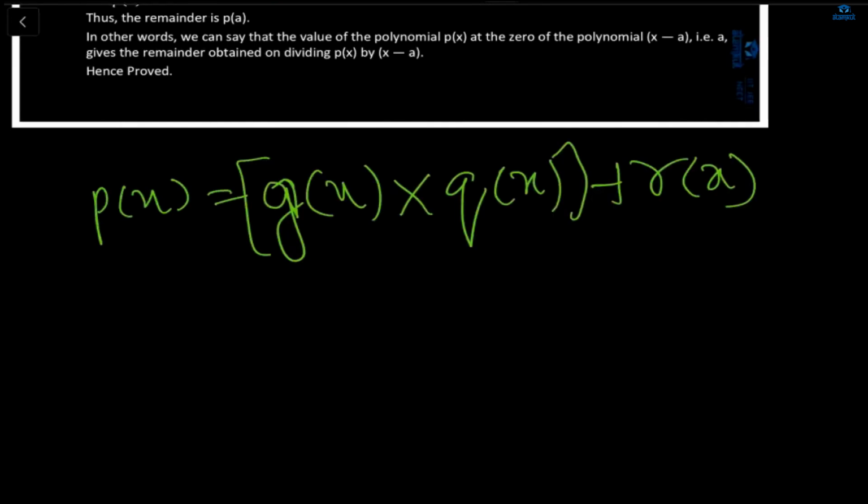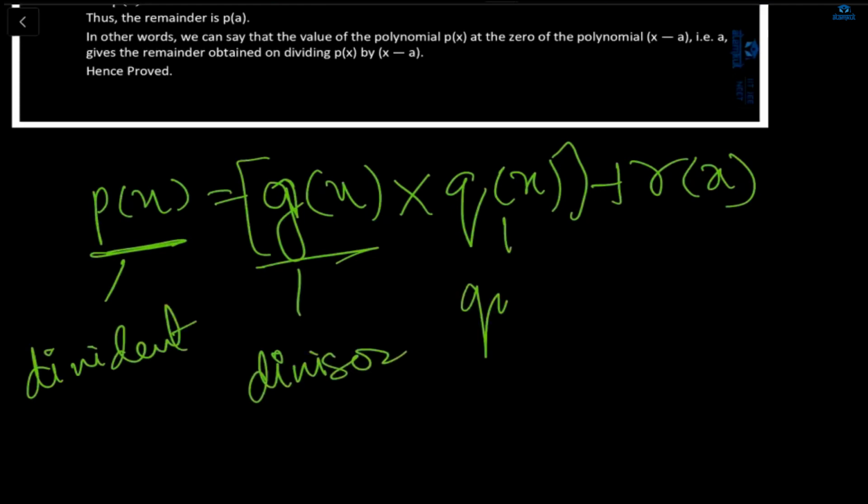Where p(x) is the dividend, g(x) is the divisor. Sorry, I did it wrong. This is the dividend, this is the divisor, and this is the quotient, and r(x) is the remainder. So if we divide p(x) by g(x), where the degree of g(x) should be equal to or less than p(x), then we get a quotient q(x) and a remainder r(x). And it states that the degree of r(x) should be less than the degree of g(x) if the division is fully complete.